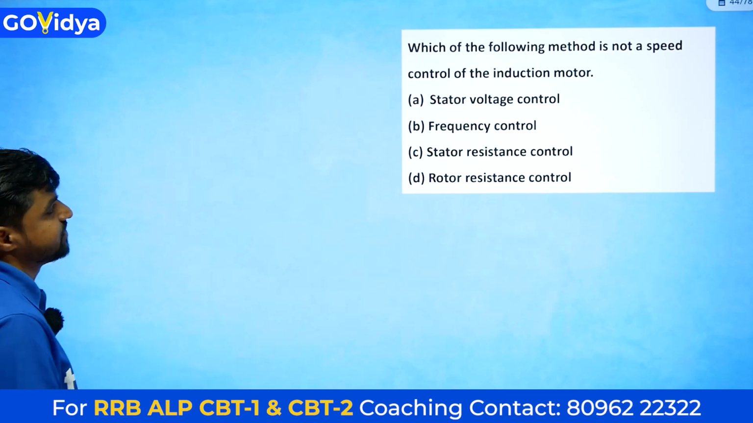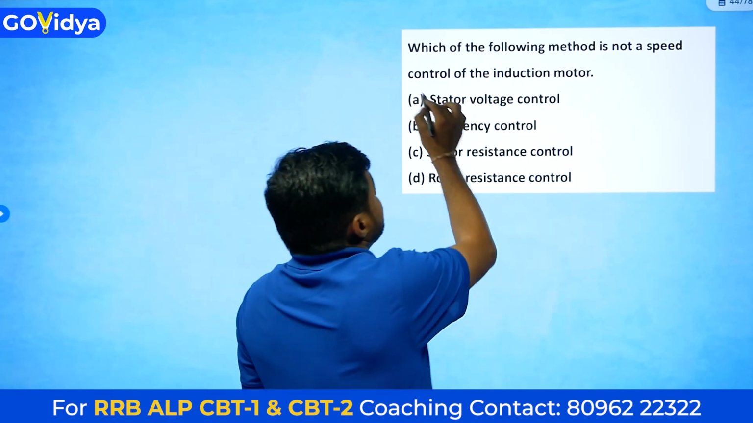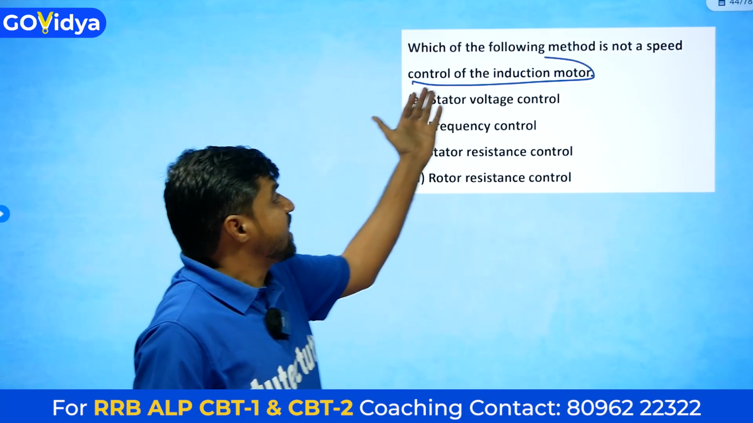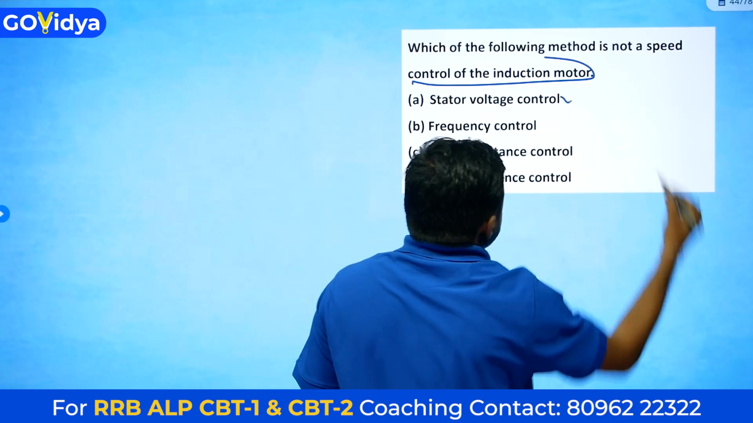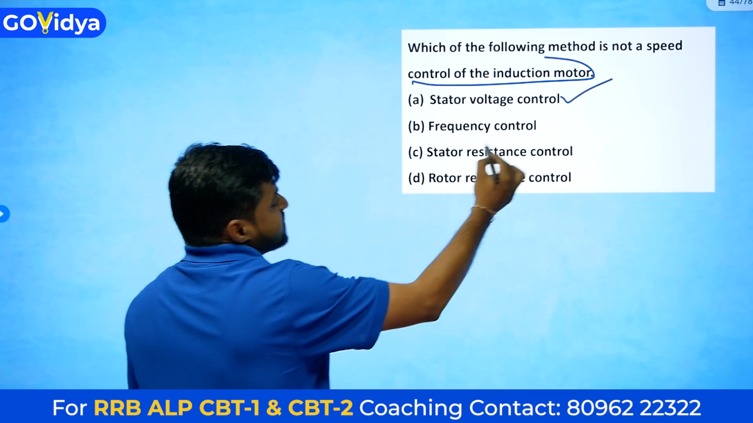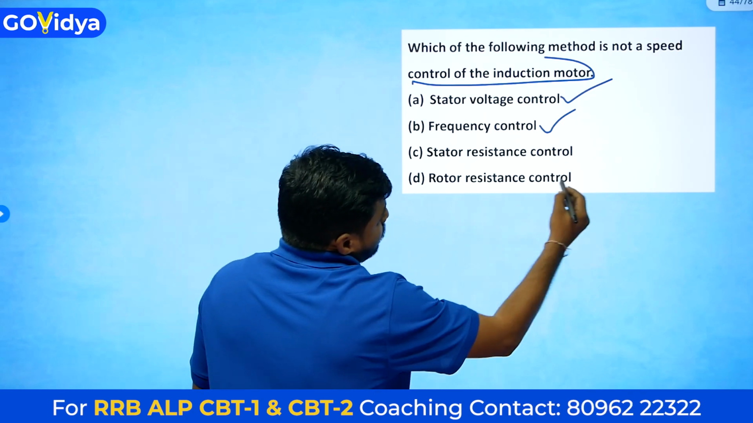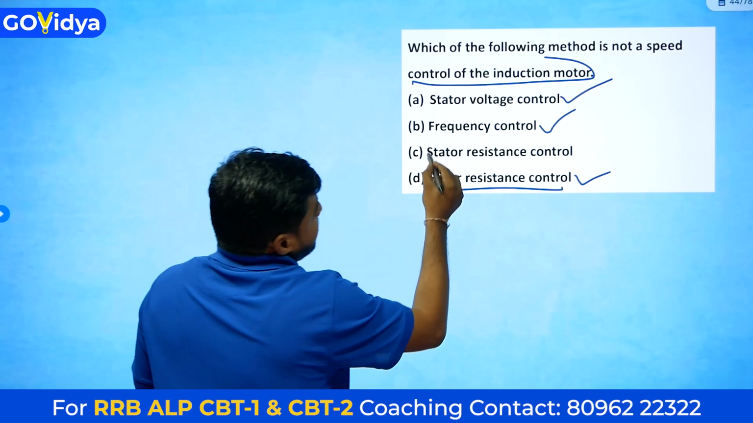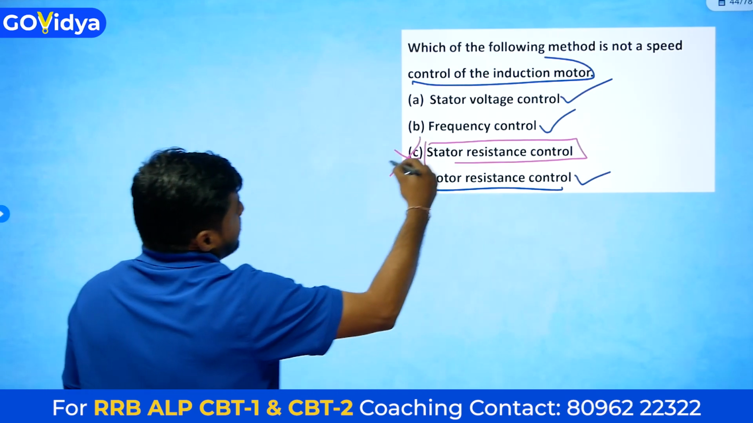Next question, which of the following methods is not a speed control method for induction motor? ఇచ్చిన ఈ 4 ఆప్షన్లో మనకి స్పీడ్ కంట్రోల్ మెథడ్ కానిది ఏంటి? ఫస్ట్ స్టేటర్ వోల్టేజ్ కంట్రోల్, ఇది వన్ ఆఫ్ ది స్పీడ్ కంట్రోల్ మెథడ్. ఫ్రీక్వెన్సీ కంట్రోల్ ఈజ్ ఆల్సో వన్ ఆఫ్ ది స్పీడ్ కంట్రోల్ మెథడ్. Rotor resistance control is also one of the speed control methods, but stator resistance control is not a speed control method. Option C is the correct answer.